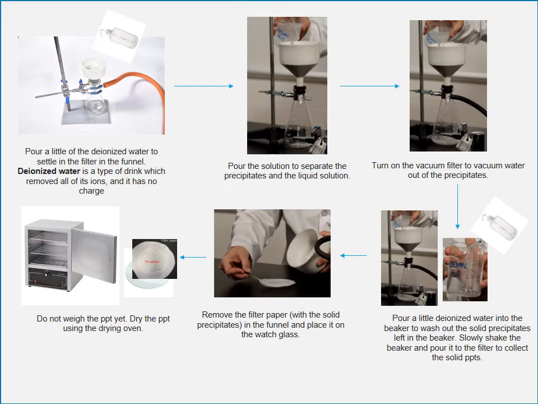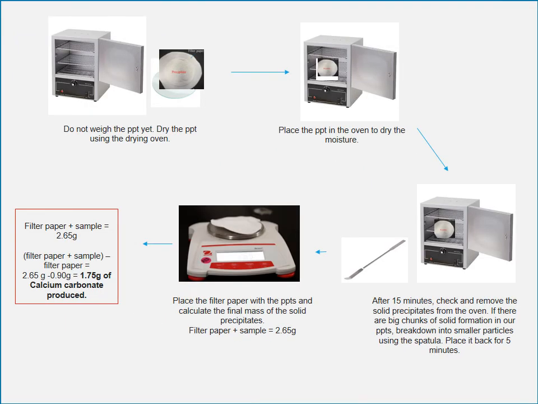Do not weigh the precipitate yet. We have to dry it first because there is moisture present in our precipitate. Dry the precipitates using the drying oven. Again, do not weigh the precipitates. Place the precipitates in the oven to dry the moisture.